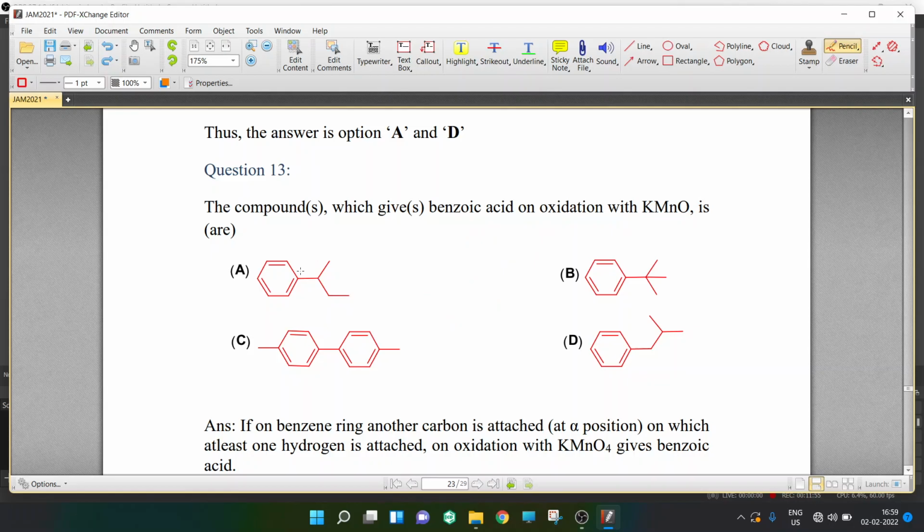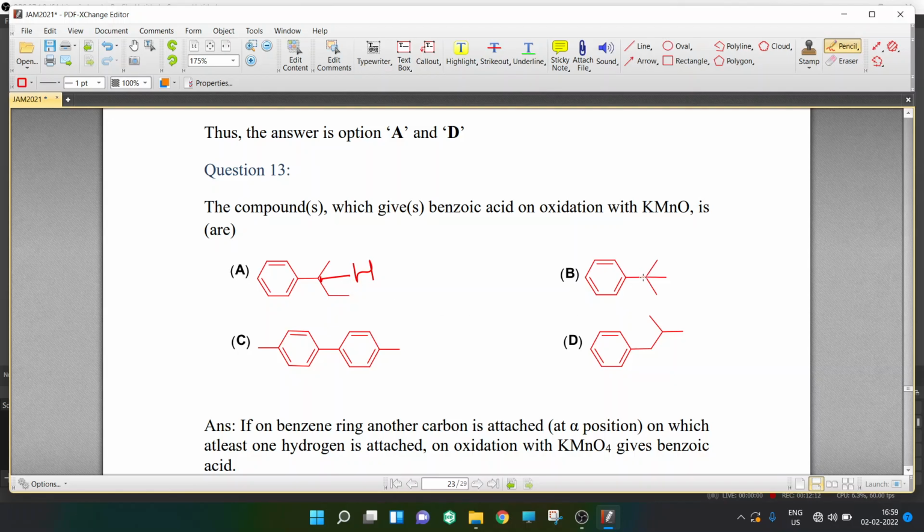Now this is the benzene ring. On the alpha position, this is the carbon. Carbon valence is 4, so it is having 3 bonds. That means there is one hydrogen here. So this will get oxidized and form benzoic acid.